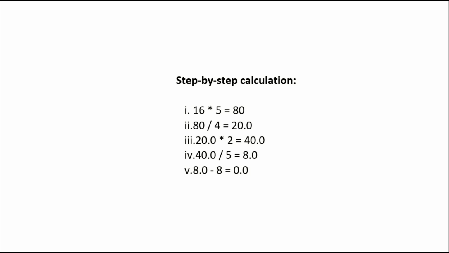So we first multiply 16 by 5, which gives us 80. Then once we divide it by 4, we get 20. Once we multiply it by 2, we get 40. Once we divide it by 5, we get 8. And finally, we subtract 8 from 8, which gives us 0.